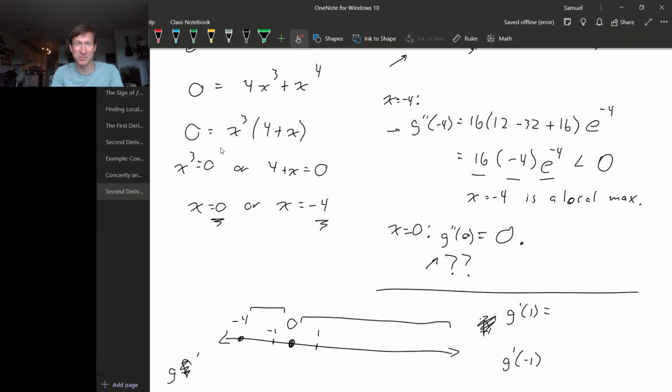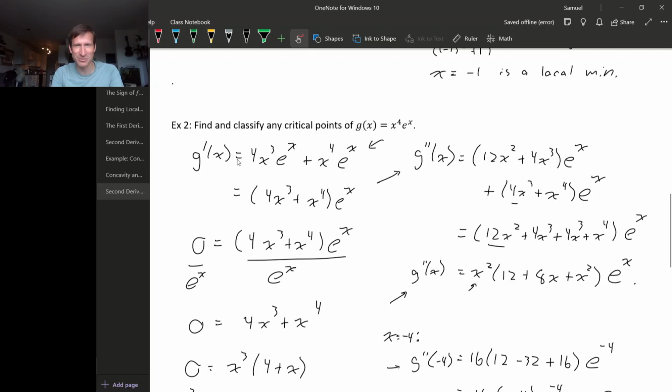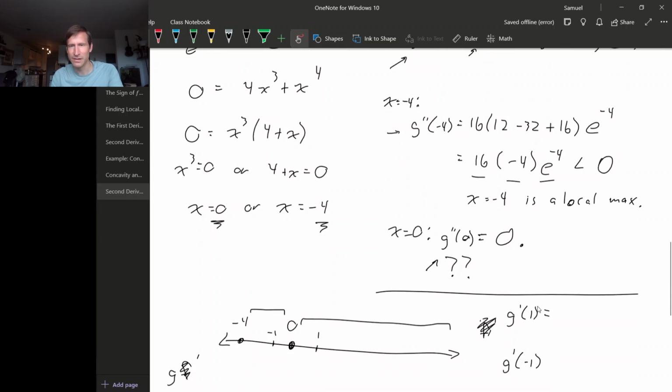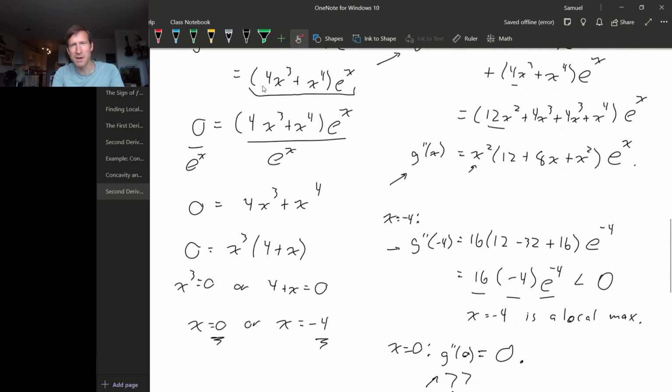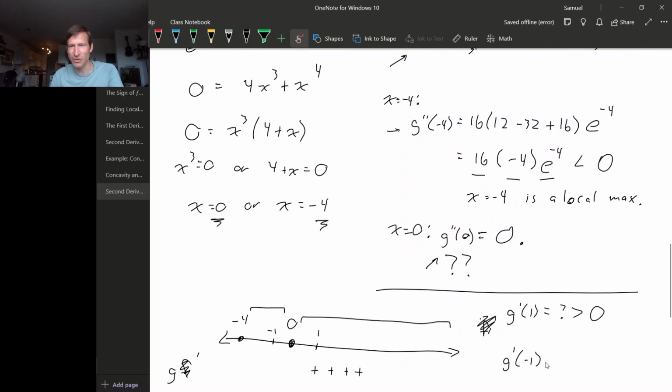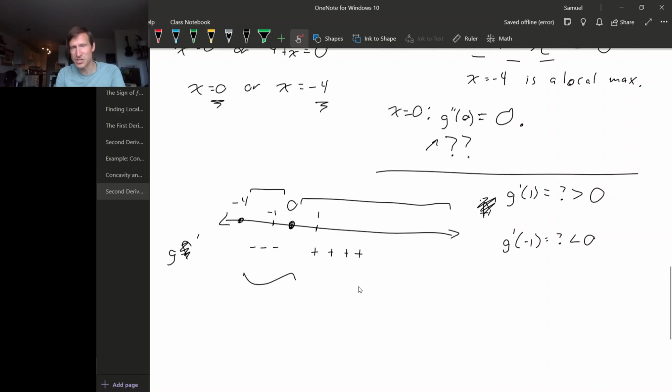Well, we have to go all the way back up to our formula for g prime, which is way up here. So this one right here. And you can see if we plug in +1, this is going to be all positive. So this one, we didn't calculate exactly what it is, but it's definitely positive. So like this. And if we plug in -1, we're going to get -4 + 1 times a positive. So we're going to get negative times a positive, that's negative. So even without calculating exactly what this is, we can tell it's going to be negative. So the first derivative of g is negative from -4 to 0.